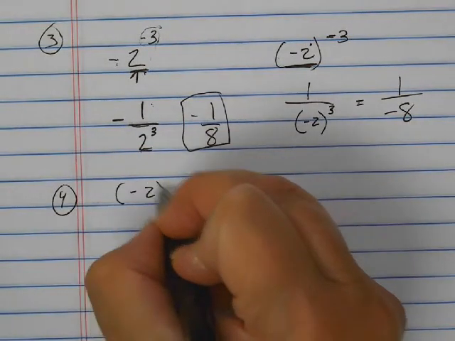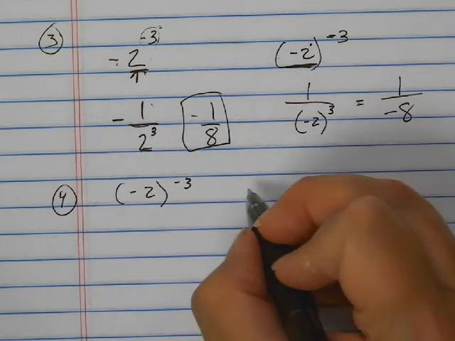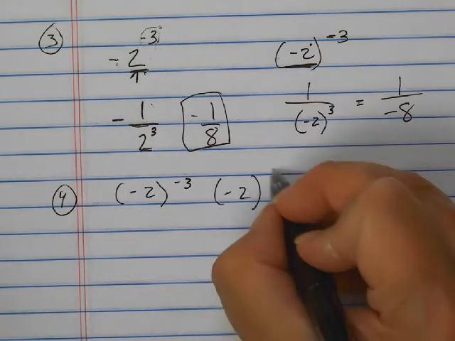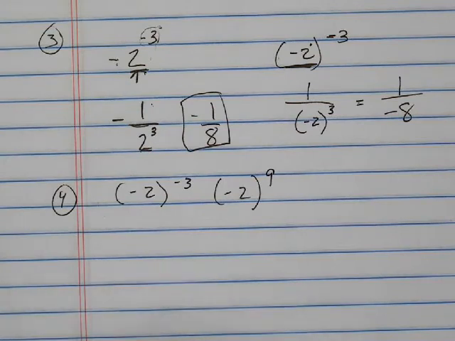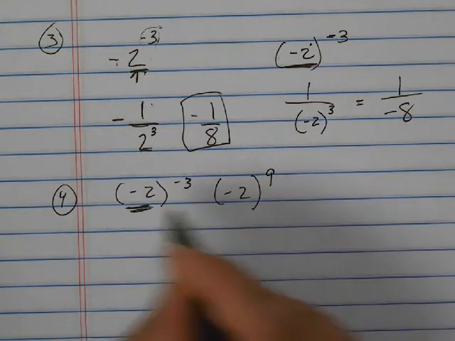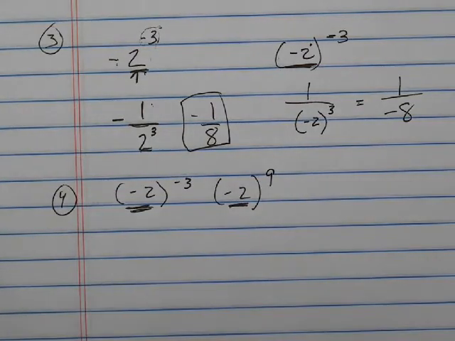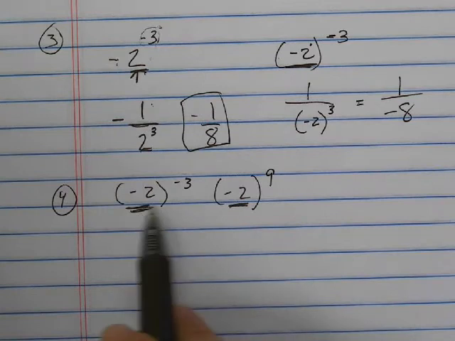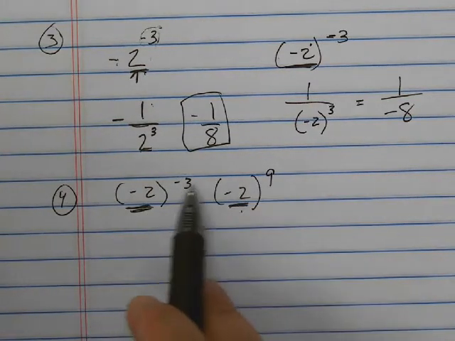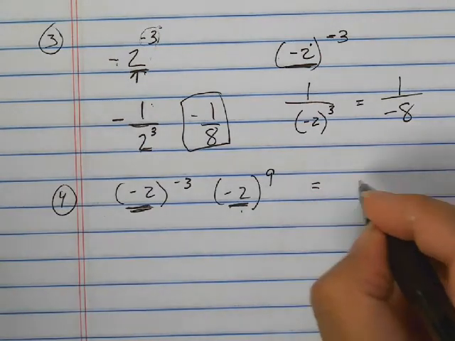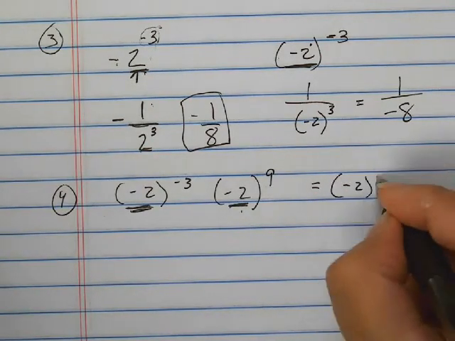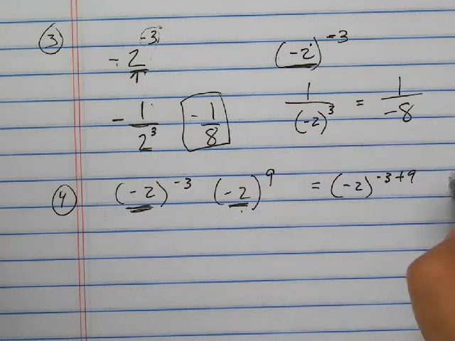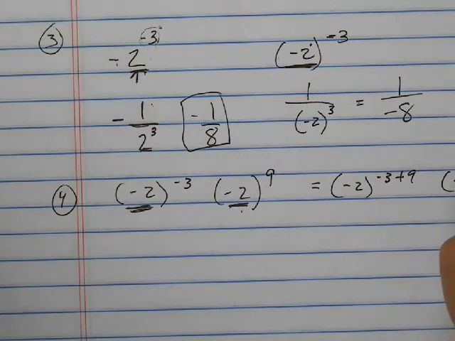Negative 2 to the negative 3 times negative 2 to the 9th. So I've got a couple things going on here. First of all, these are the same base. So there's a couple of ways you can do this problem. If you want to, you can notice these have the same base, so you can add the exponents. So negative 3 plus 9 would be 6. I have negative 2 to the 6th power.